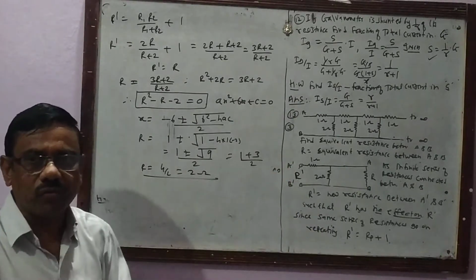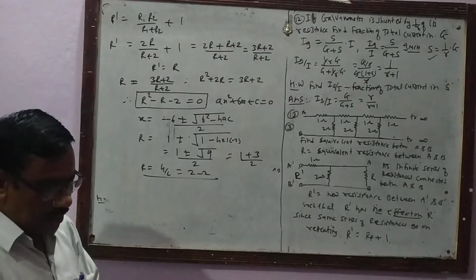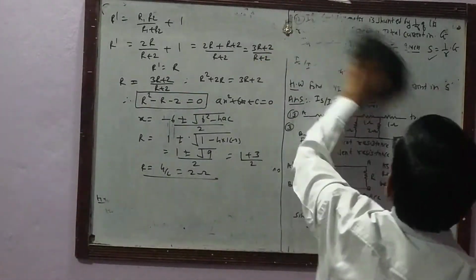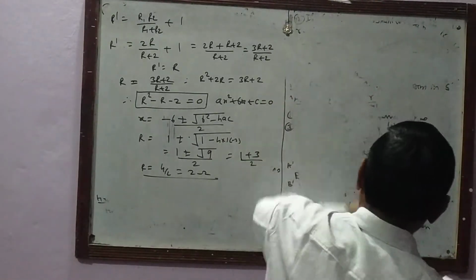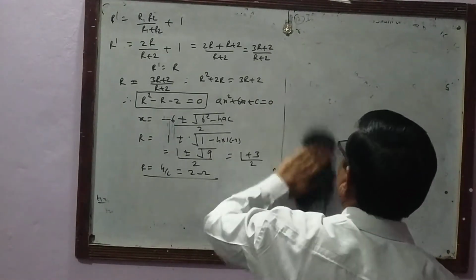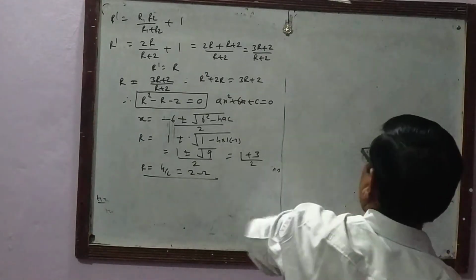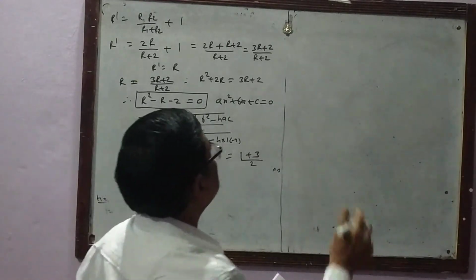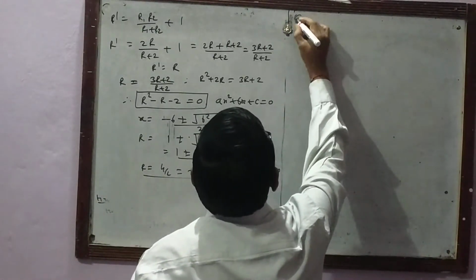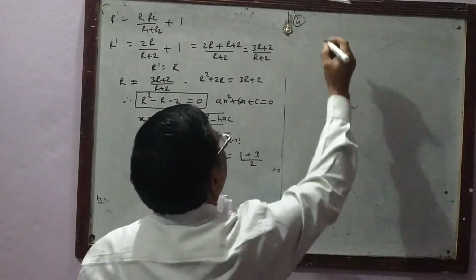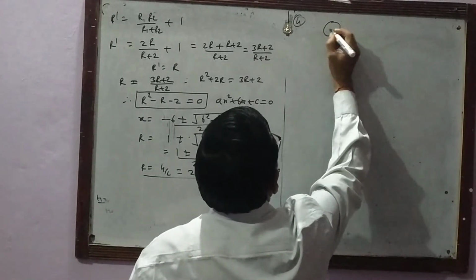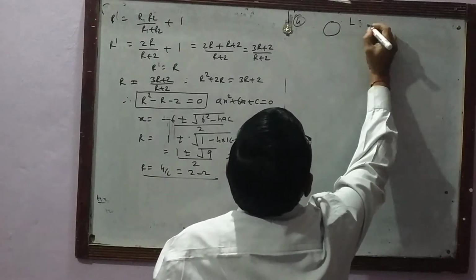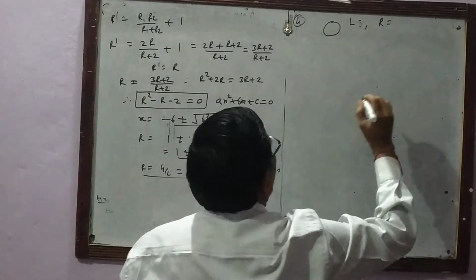This is one of the multiple choice questions in your exercise. Now let's see another multiple choice question in your exercise, problem number 4 in the exercise of current electricity. What is the question? A circular coil is given to you, having a length L and a resistance of 40 ohm.